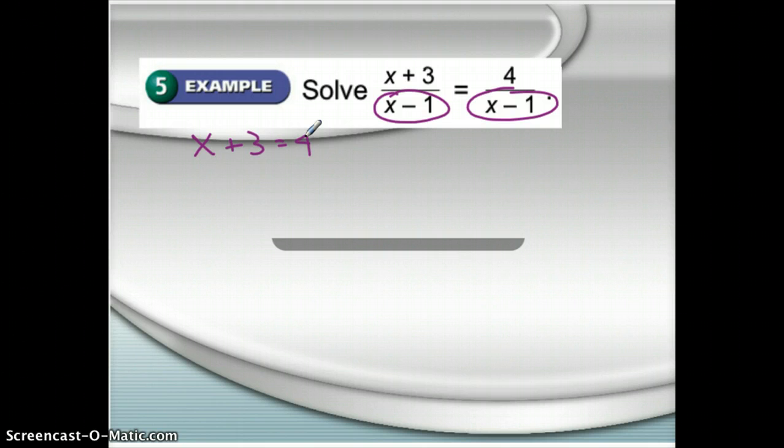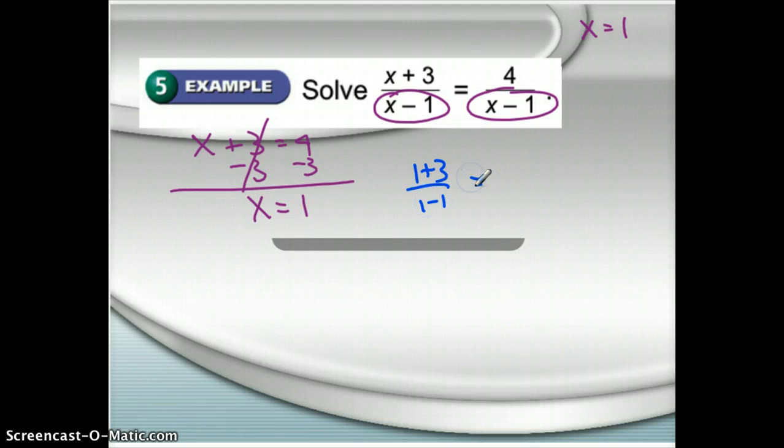Okay, one way to do this, a simple method, I think. When I solve this, I subtract 3 from both sides, and I get x equals 1. Okay, so I think my answer is x equals 1. I want to check it out, so I'm going to try it here. So 1 plus 3 over 1 minus 1, I want to know if that equals 4 over 1 minus 1. So I've got 4 over 0, oh my goodness, equals 4 over 0.